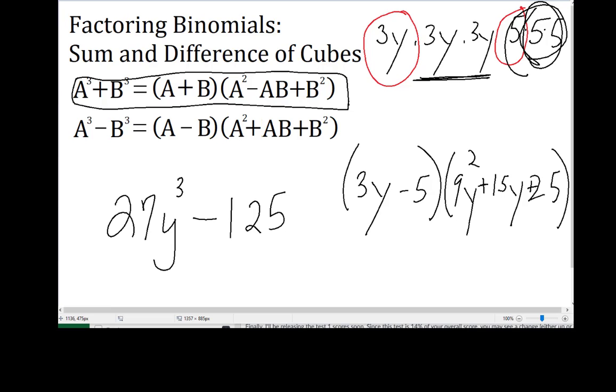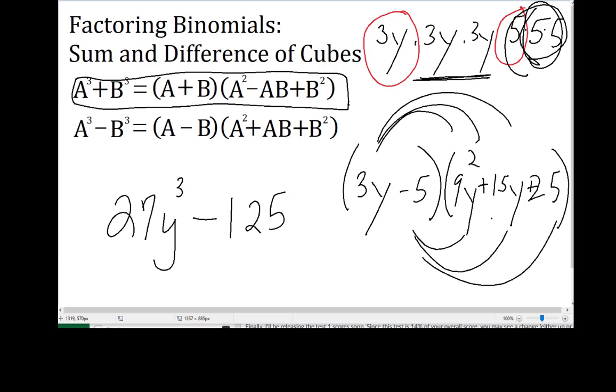And again, you can distribute this out, multiply the 3y times all, multiply the minus 5 times all. And because we put this opposite sign from the original, which was a minus, that's going to cause all the terms except for the 27y cubed and the 125 to reduce out to 0.